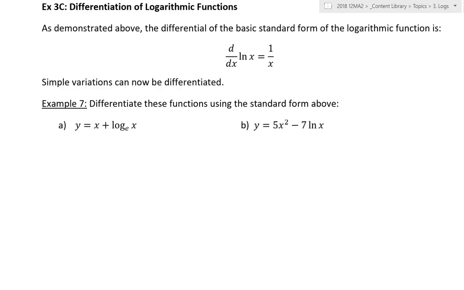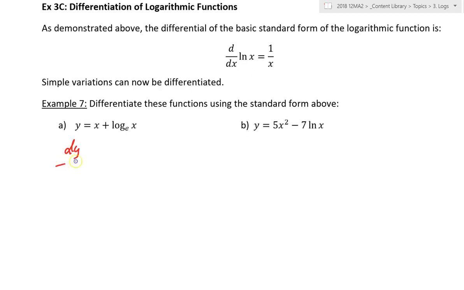Hello Year 12, and we're back here with exercise 3C, the third of our videos for logarithmic functions. Now that we know that the differential of the log of x is 1 over x, we can all of a sudden mix it up with a whole lot of different functions. So we're going to differentiate these things. We'll see how it works.